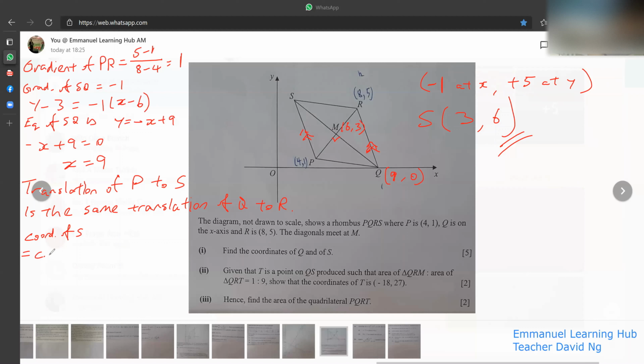is equal to coordinates of P plus translation of Q to R. So you have 4, 1 plus minus 1, 5. So 4 minus 1 is 3, 1 plus 5 is 6. That's the coordinates of S, 3, 6. Any question in regards to part 1?